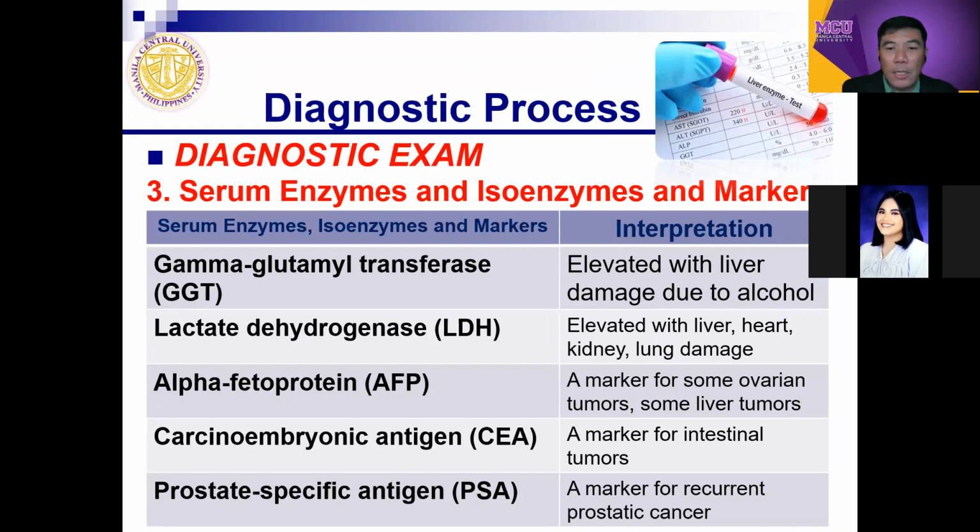Now, if we are considering, for example, prostatic cancer, a patient has recovered and is cleared of cancer, but we suspect it has recurred. Sometimes we could say he is already cancer free, but after a few months there are again signs similar to prostate cancer. To check if there was a recurrence, what will be checked is the prostate specific antigen. So I hope this will be very helpful: the serum enzymes, isoenzymes and markers.